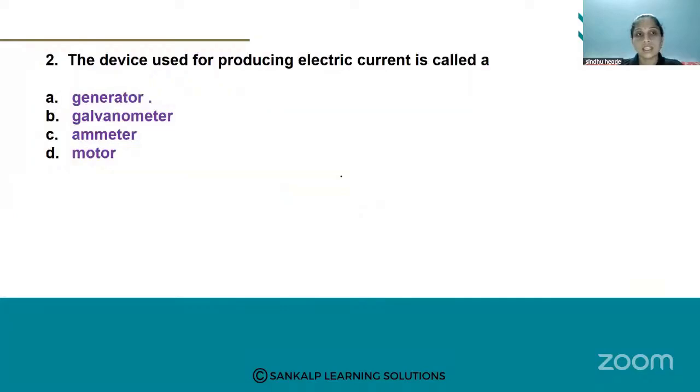Second one, the device used for producing electric current is called A. Which device is used to produce the electric current in the circuit? First one, generators, and second one, galvanometers, and third one, ammeter, and fourth one, motor. When the current goes out at home, temporarily we use generators, right? So generators are used for producing electric current. So A option is correct.